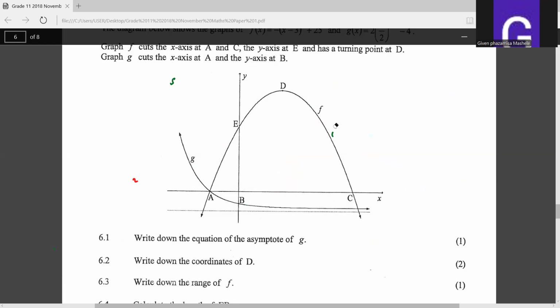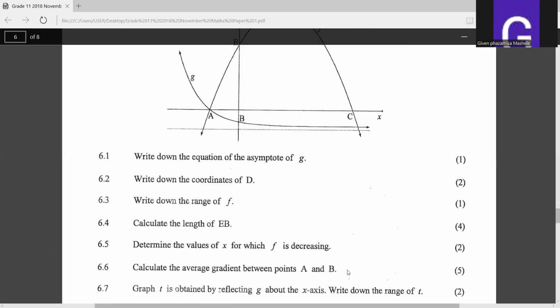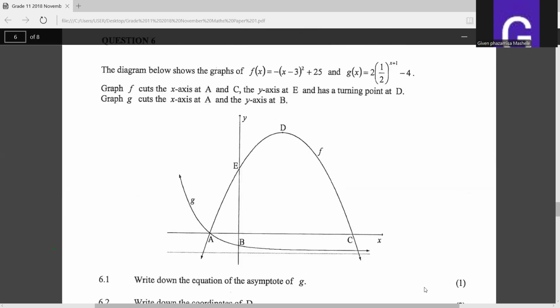Then the next one says, calculate the average gradient between point A and B. We know very well that when we're given 2 points, to calculate the average gradient we use y2 minus y1 over x2 minus x1. It's there in the formula sheet. So first of all, we have to know the coordinate of A. Already we know the coordinate of B, it's (0, -3).